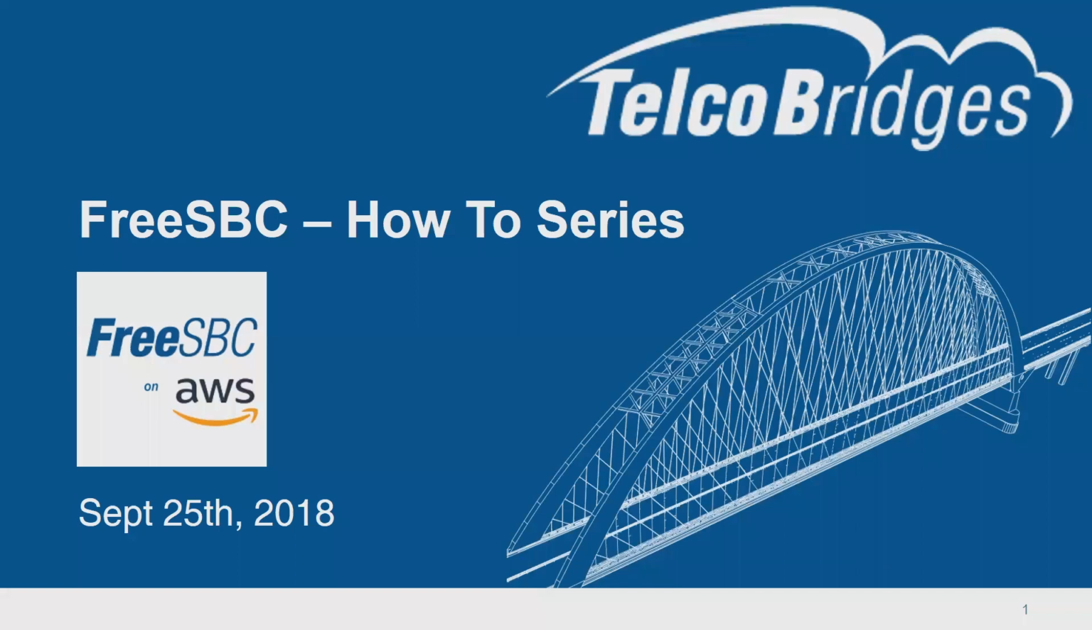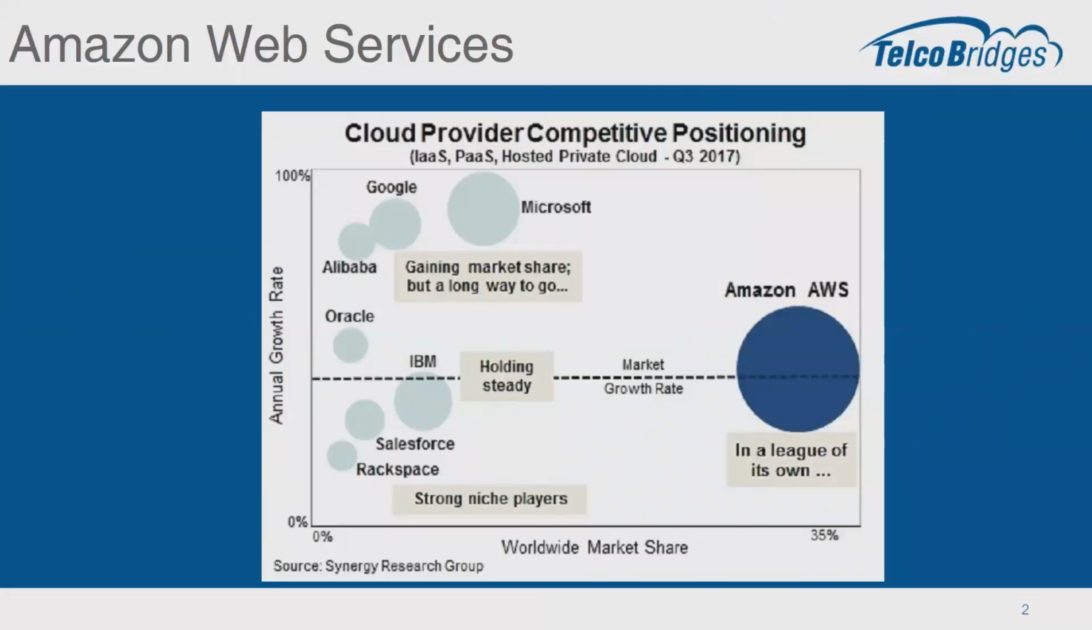It's part of our how-to series showing how to install and configure Telco Bridges' powerful and flexible session border controller software. This session is focused on deploying FreeSBC on AWS, or Amazon Web Services. And I guess it's widely recognized that AWS plays a leadership role in the market for cloud computing. And as shown in this graphic from Synergy Research, AWS is in a league of its own, with a significant market share advantage over all others.